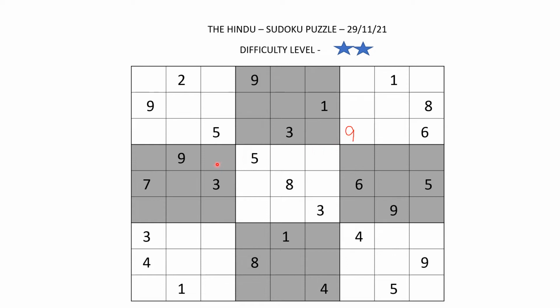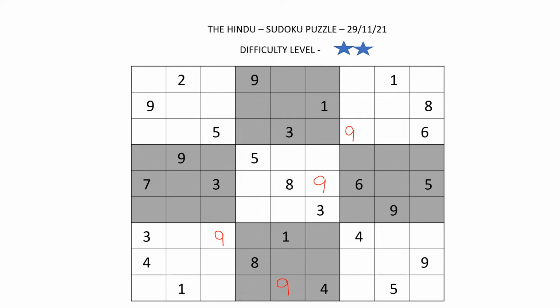Moving down, we have 9 blocking here and 9 blocking here, and there is one more 9 here. So this cell takes 9. And coming down, we have a 9 blocking here. There is a 9 here and a 9 this side. That means this cell takes 9. Now moving on, this 9 blocks this cell and this 9 blocks here, and we have a 9 here. That means this cell takes 9. So now all the blocks have 9.